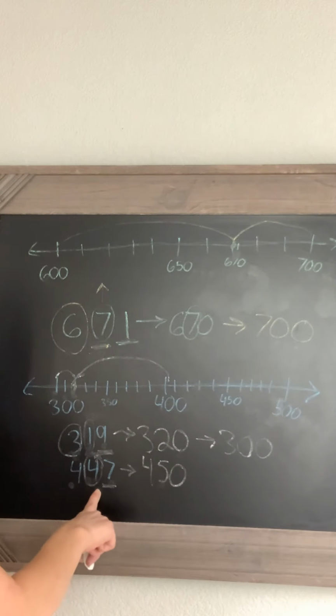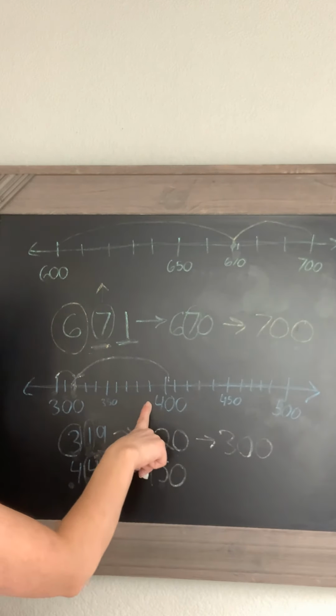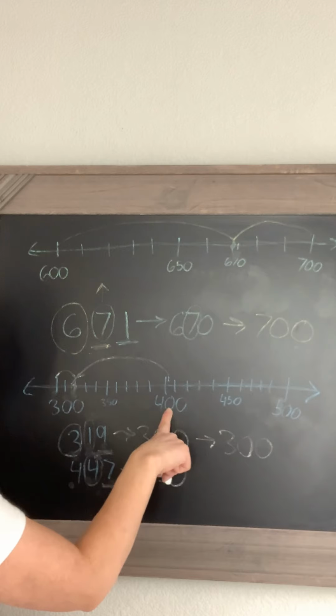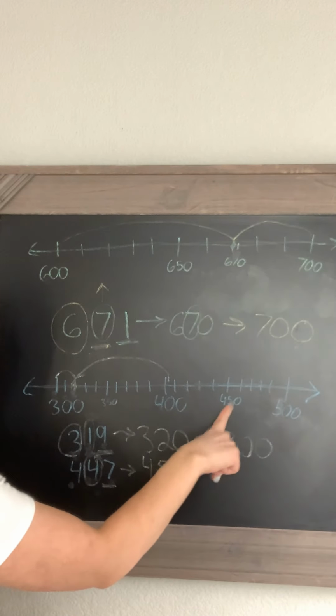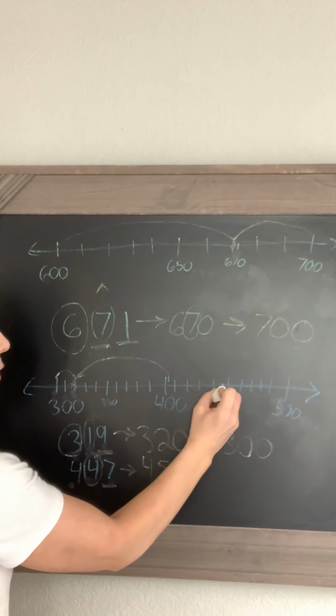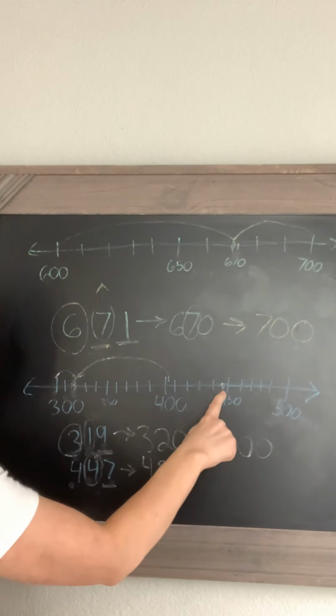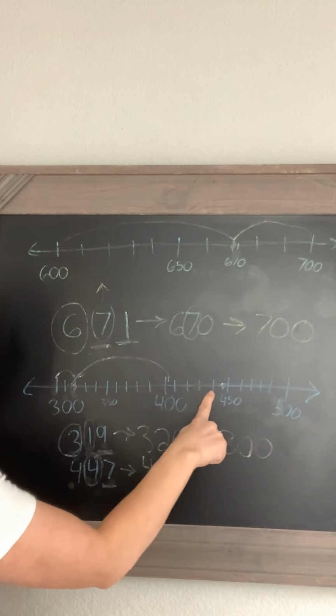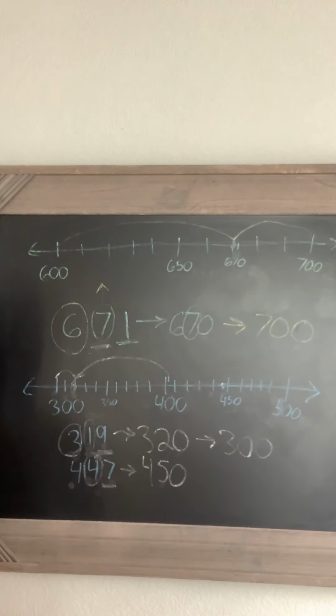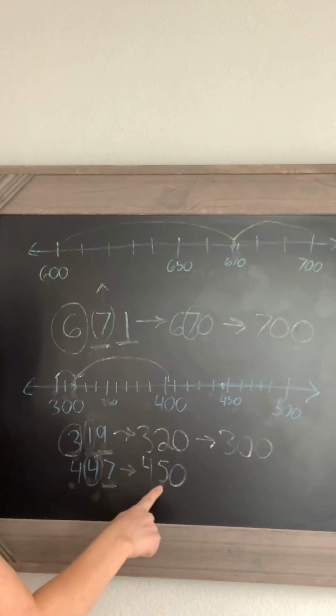So 447. When I look up here at my number line, here's 400, 450. So right before 450 will be 447. 47 is closer to 450 than it is to right here, 440. So 447 rounded to the nearest 10 is 450.